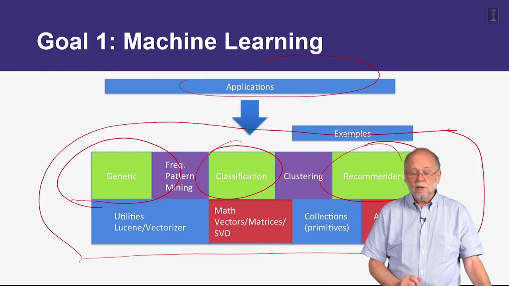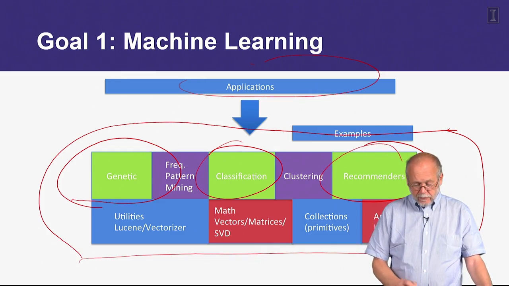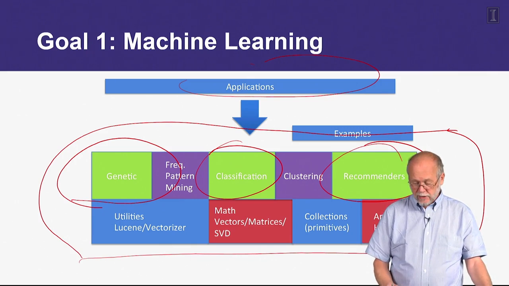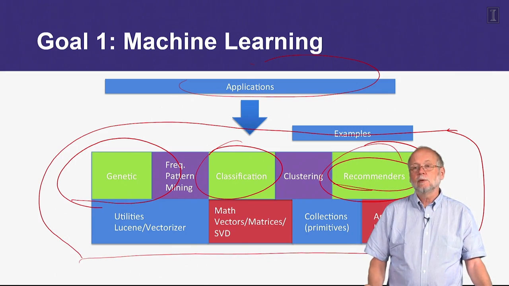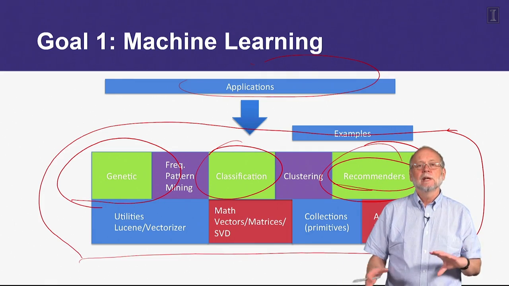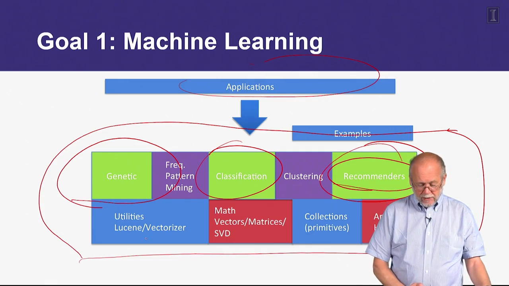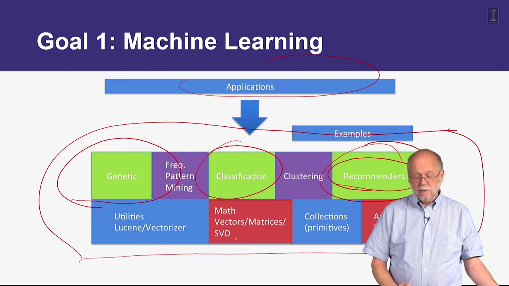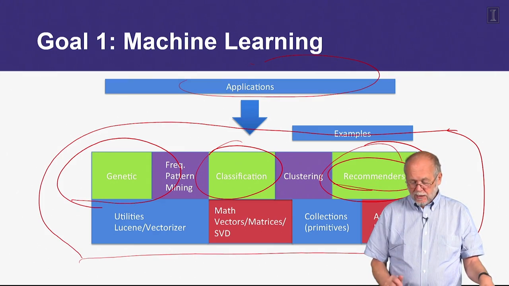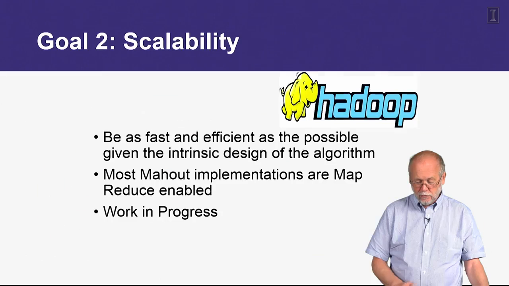And just to go through those so that you know what they are, we've got genetic algorithms, we've got frequency pattern mining, we've got classification, we've got clustering. Recommenders is when you have people recommending restaurants and you want to rank order those restaurants. You have utilities like Lucene and vectorization. You have mathematical components to this, so that you can do vectors, matrices, and SVDs. You can do collections of systems, and Apache Hadoop is one of the components underneath that you use.